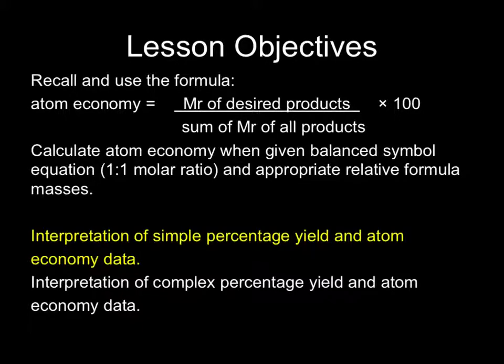One way of showing which is the most efficient or least efficient method mathematically is to use something called atom economy. You need to learn this equation for your exam because it's not given on your paper. The atom economy is the relative formula mass of the desired product divided by the sum of the relative formula masses of all of the products expressed as a percentage. And you need to be able to calculate that atom economy when you're given a balanced symbol equation and various relative formula masses.